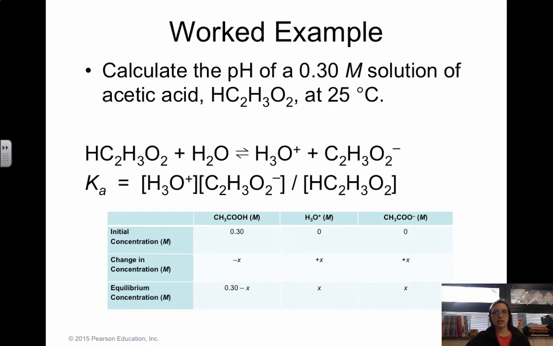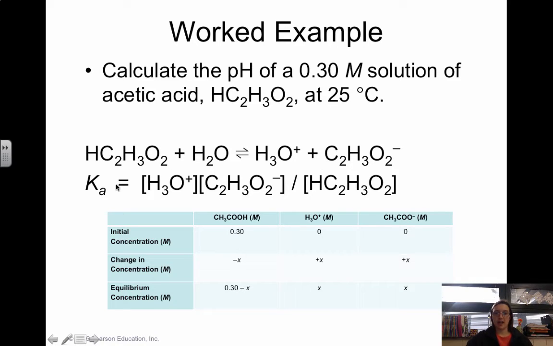So here's another example that we're going to look at. It says calculate the pH of a 0.30 molar solution of acetic acid. Right? Acetic acid is a weak acid. So we have our equilibrium reaction here. Acetic acid, after it I want you to put aq in parentheses because acetic acid is aqueous. For water I want you to put a liquid, l in parentheses, and then H3O plus and the acetate ion are both aqueous. So I want you to put the states of matter in parentheses. So here's our equilibrium reaction.